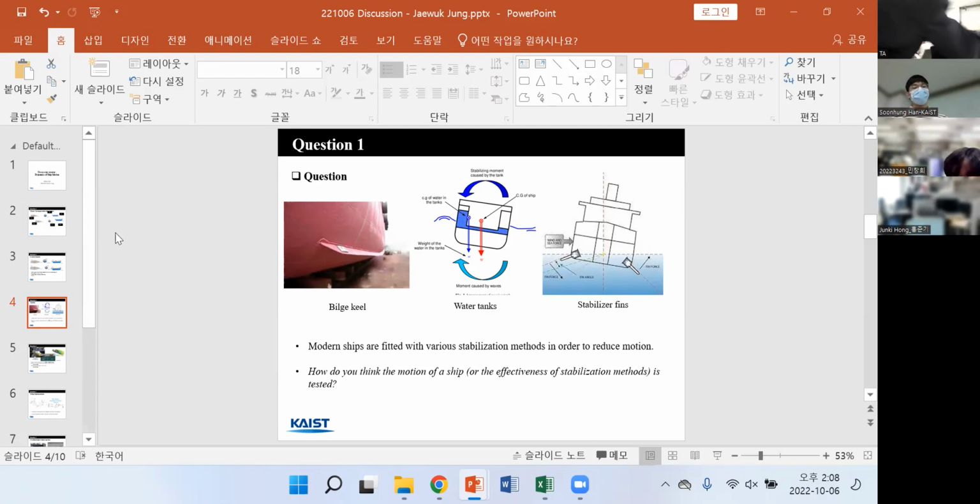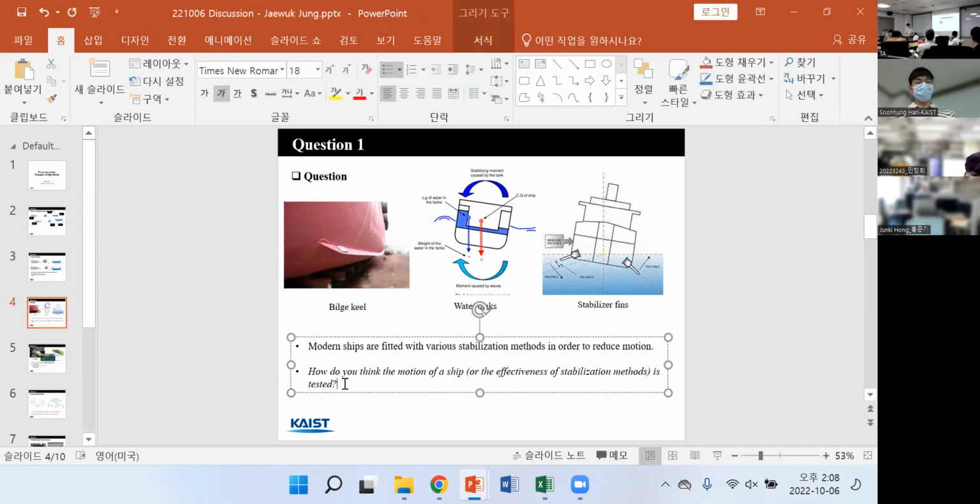And the second question is, how do you think the motion of a ship or the effectiveness of the stabilization methods are tested? We put the boat in a huge swimming pool, and then with artificial waves. So you mean a real size boat? No, a model. Model ship. Okay.